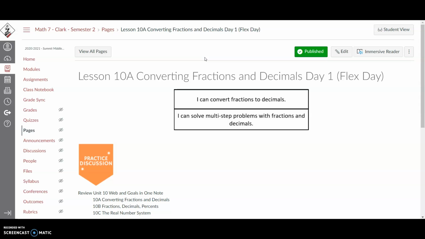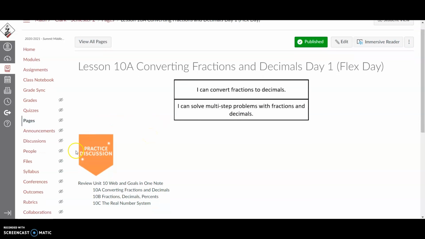I'm going to talk you through what we're doing on today's flex day, so you can go ahead and get started. Notice we're starting with lesson 10A today. We're splitting it into 2 days. So we're going to start with day 1 of lesson 10A, which is really only this first learning target here. So we're going to convert fractions to decimals.